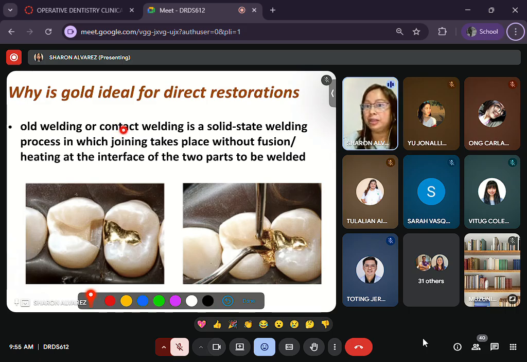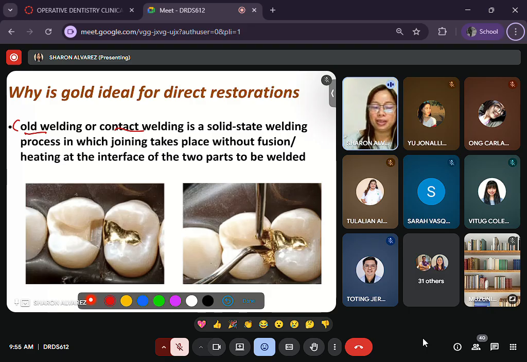That's what we call welding, di ba? When you say welding, that means joining the pieces of metal together. For the gold, you don't need to heat it. This is called cold welding or contact welding, and it is possible with gold without heating it. It's because gold, being malleable and ductile and being able to be cold welded by just means of condensation, the increments of gold can combine together.